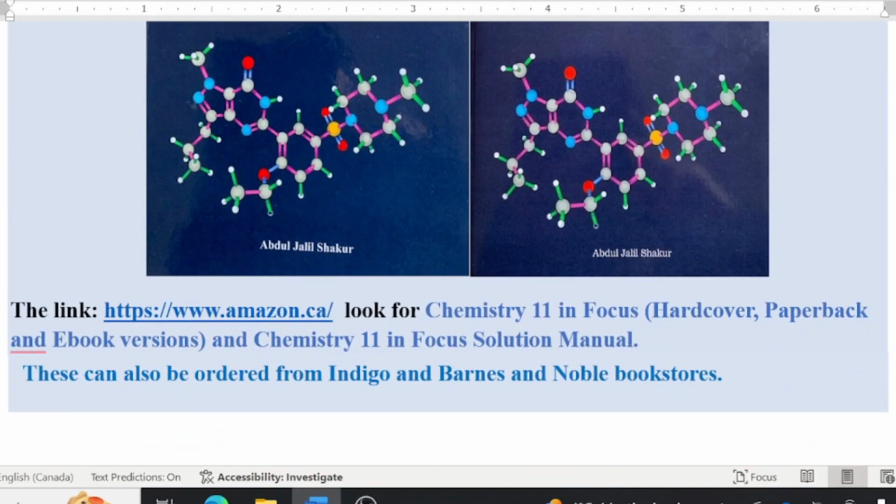The following is one of a set of 44 different tutorials created by the author, using materials primarily from the text Chemistry 11 in Focus.